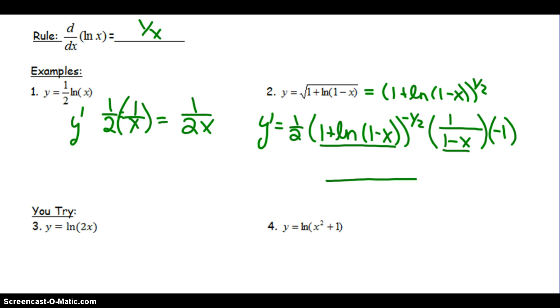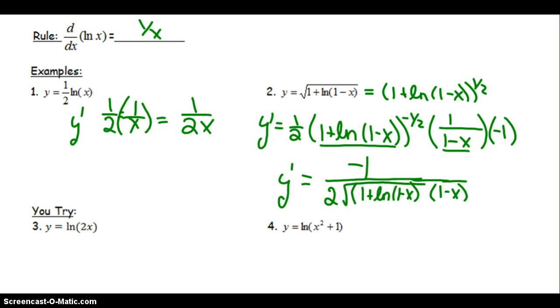Okay, so to pretty this up, we have this part that's coming down. I have 1 plus the natural log of 1 minus x. That's all underneath a radical. I also have the term 1 minus x down here, and I have a 2 and a negative 1 upstairs. All right, there's 2 examples for you to try.